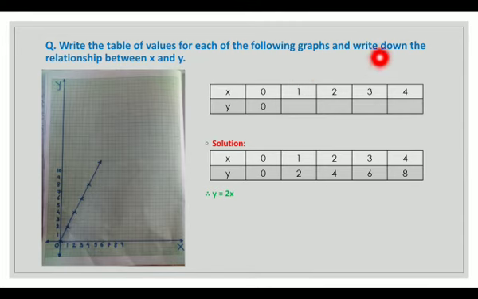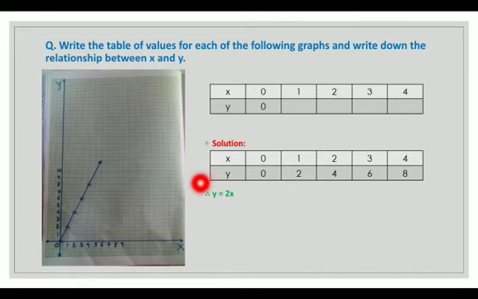Now the next question is, write down the relationship between x and y. So when x is 0, y is also 0. But when x is 1, y is 2. When x is 2, y is 4. It has doubled. When x is 3, y is 6. So the relationship is y equals 2x.